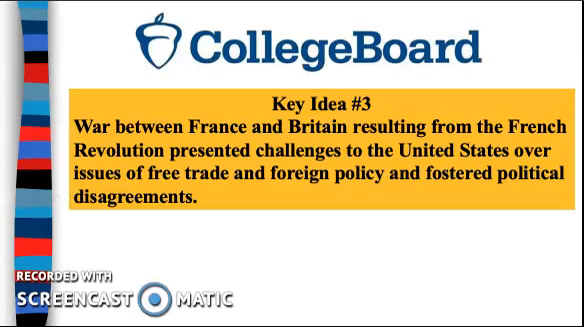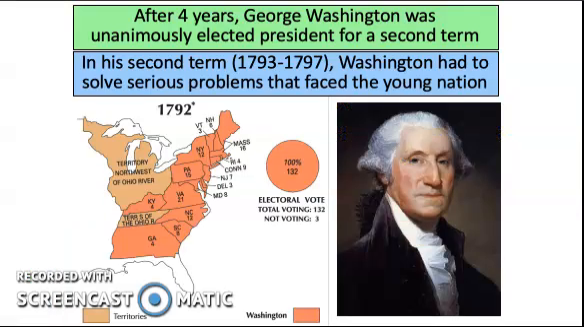Key idea number 3 says, war between France and Britain resulting from the French Revolution presented challenges to the United States over issues of free trade and foreign policy and fostered political disagreements. So most of this is going to happen during Washington's second term.